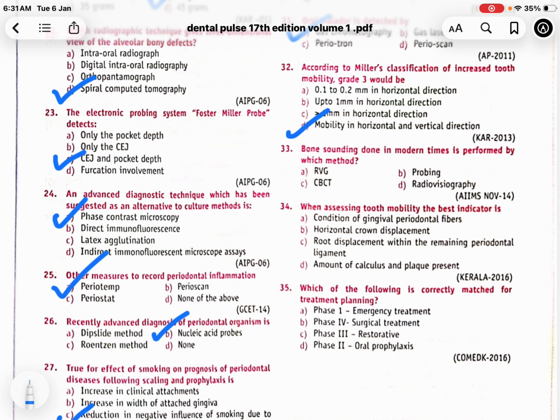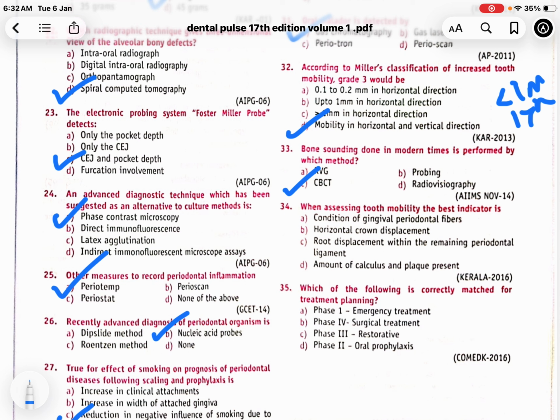Okay. There are 3 grades in Miller's classification. Grade 1, in which there will be slight mobility which will be less than 1 millimeter. Less than 1 millimeter mobility. ठीक है. Grade 2, mobility more than 1 millimeter in horizontal direction. And 3 में आगे जाएंगे हम, mobility more than 1 in horizontal direction and also in vertical direction. Okay. Question number 33, bone sounding done in modern times is performed by which method? So it will be by CBCT method.